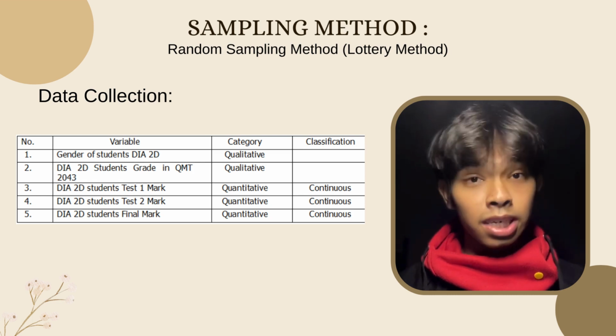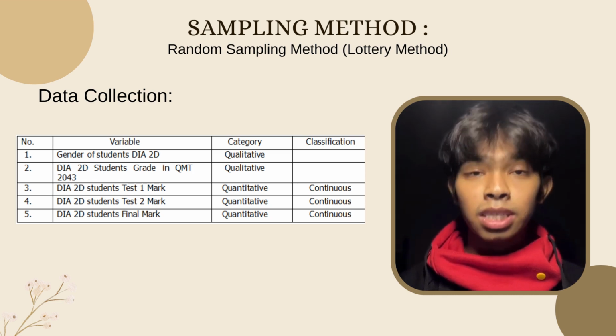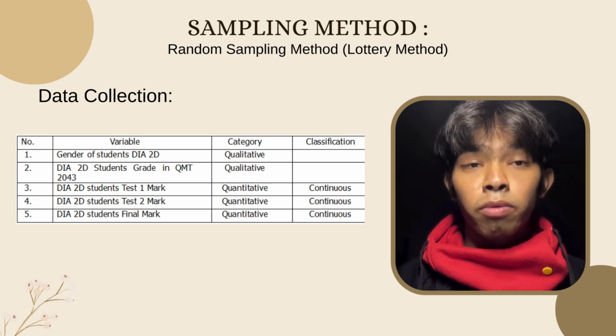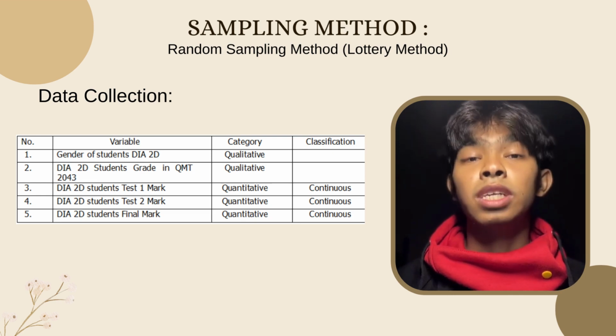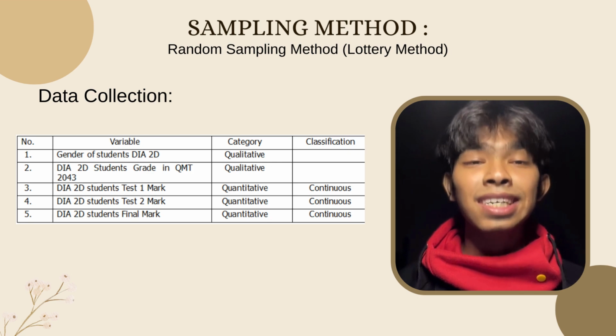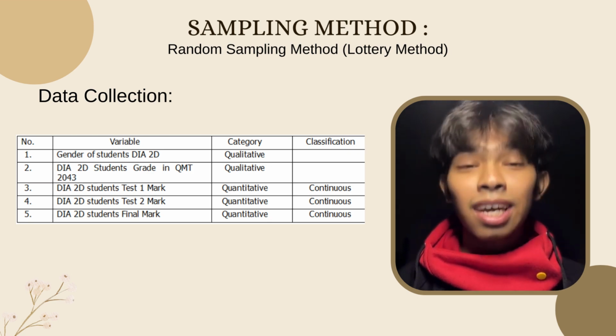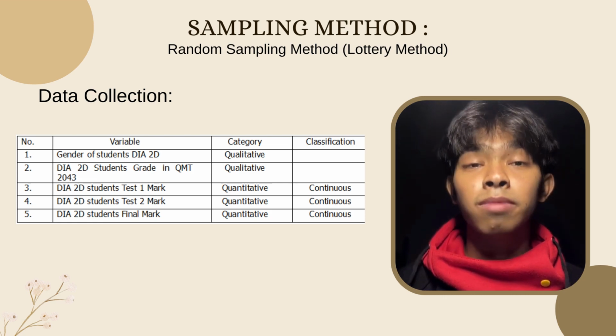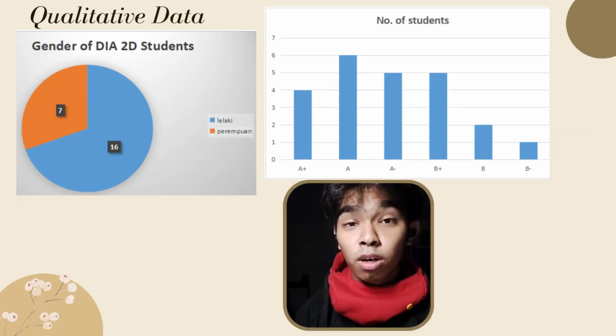For the sampling method, we are using the random sampling method, lottery method. For our data collection, we took 23 students of DBS 2D. For gender, we took female and male. We also took their grade, and last but not least, we took all marks from test 1 until the final.